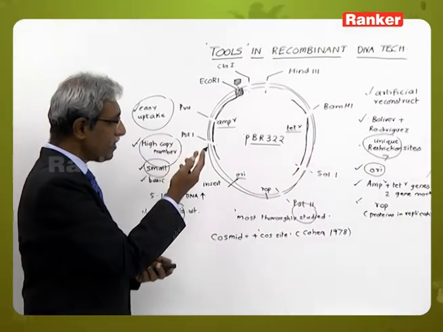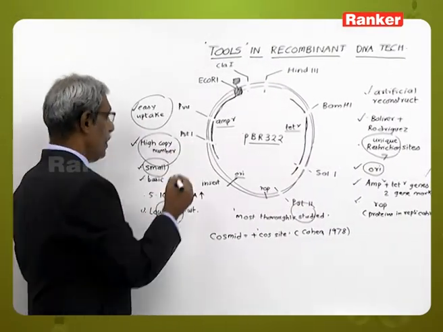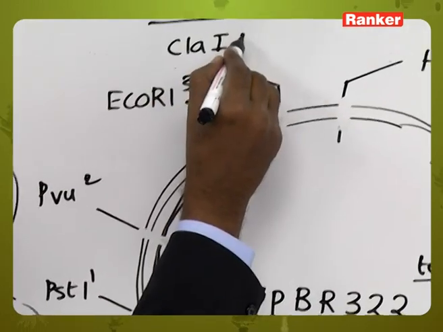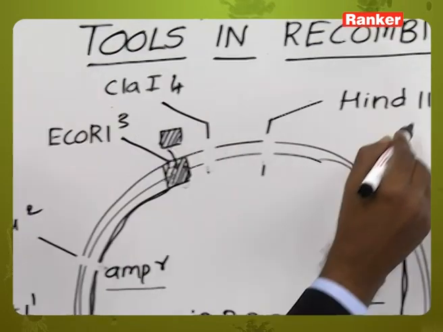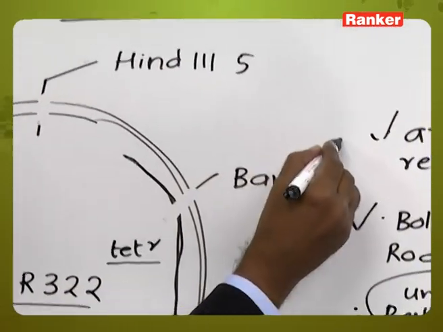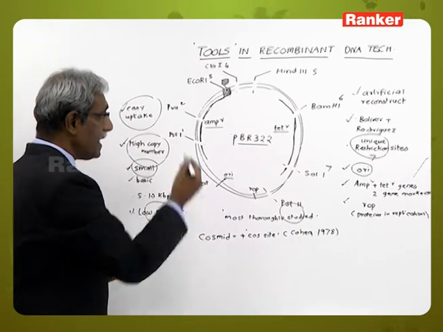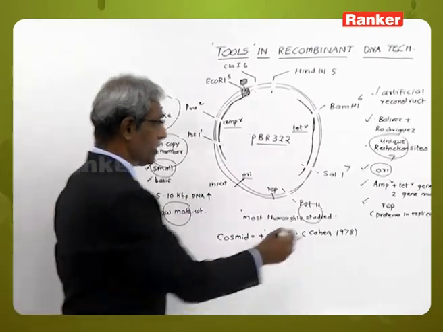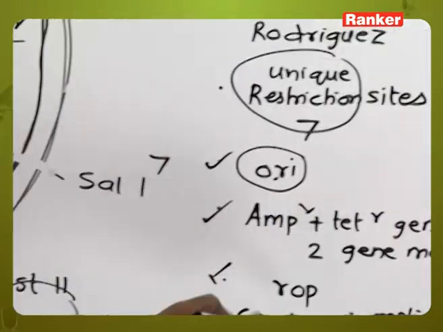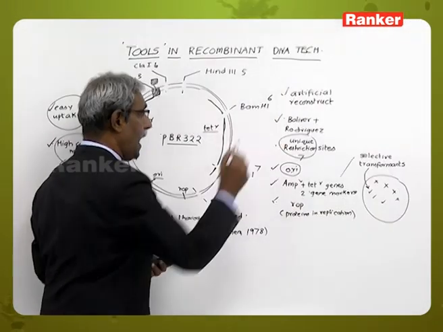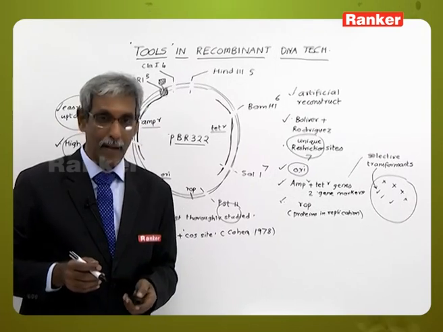What are the unique restriction sites in the case of pBR322? We have PstI, PvuII, EcoRI, ClaI, HindIII, BamHI and also SalI. So, we understand it has 7 important restriction sites. It has an ORI, it has 2 gene markers, it has the ROP gene, and it is an artificially reconstructed plasmid.